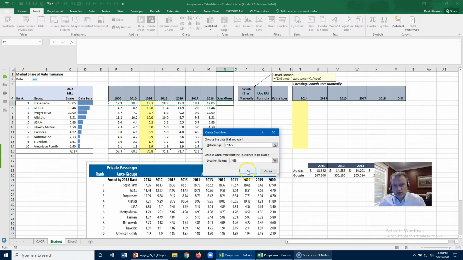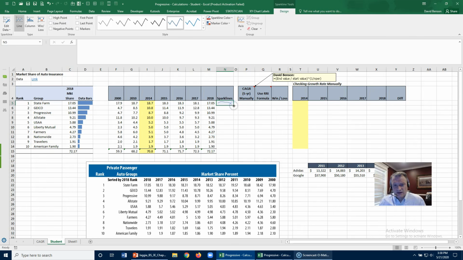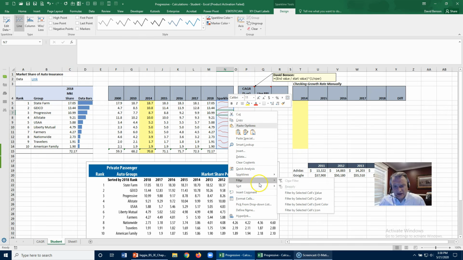I want it there. Okay, and then I'm going to do, this is the sparkline color. Okay, now the other thing to notice is each of these are considered independent, so they're not on the same scale. So I can look here on the sparklines.